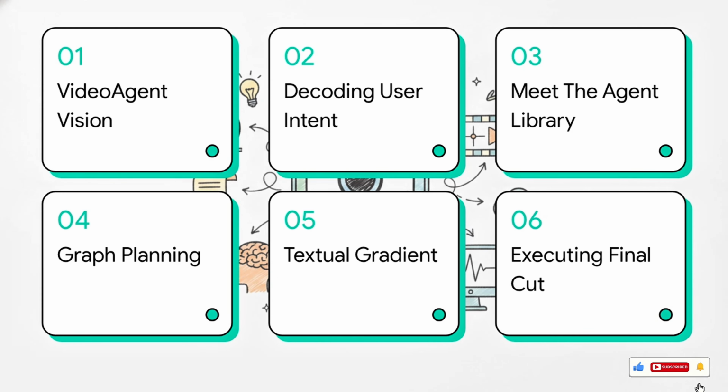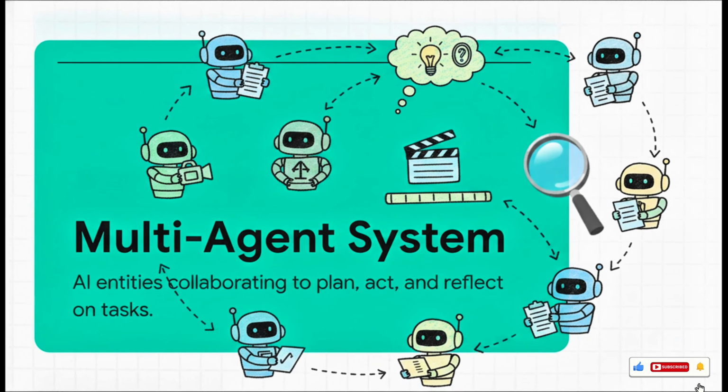Okay, so here's our roadmap for today. 1. The VideoAgent vision. 2. Decoding user intent. 3. Meet the agent library. 4. Blueprinting with graph planning. 5. The textual gradient optimizer. And finally, number 6, executing the final cut. Let's dive in.